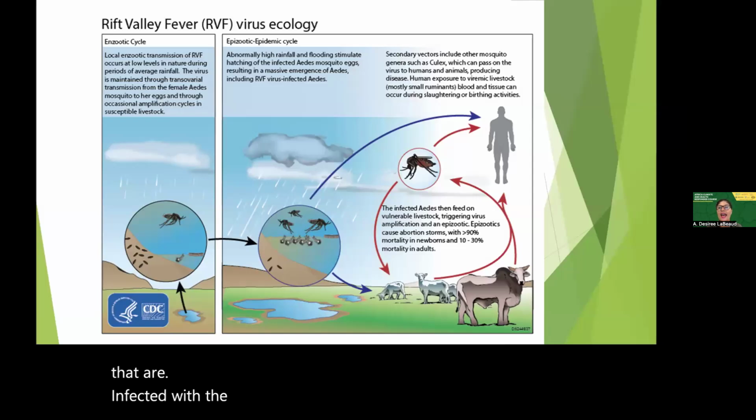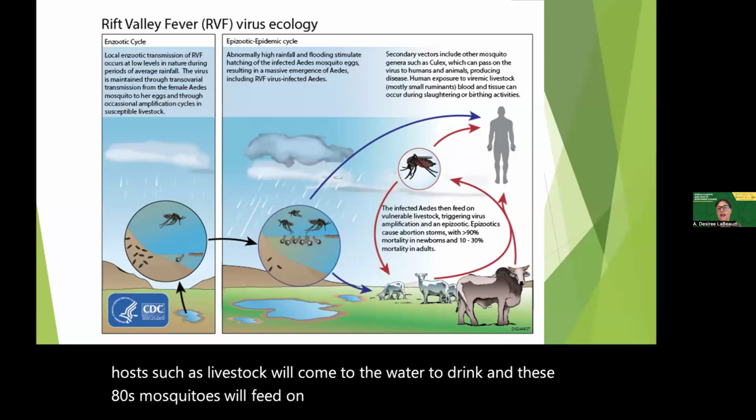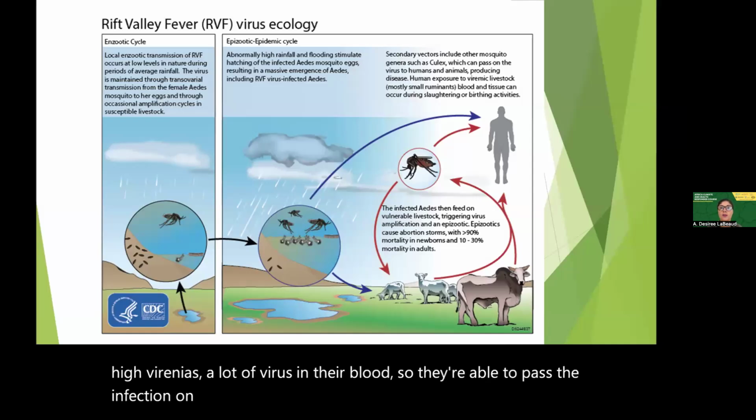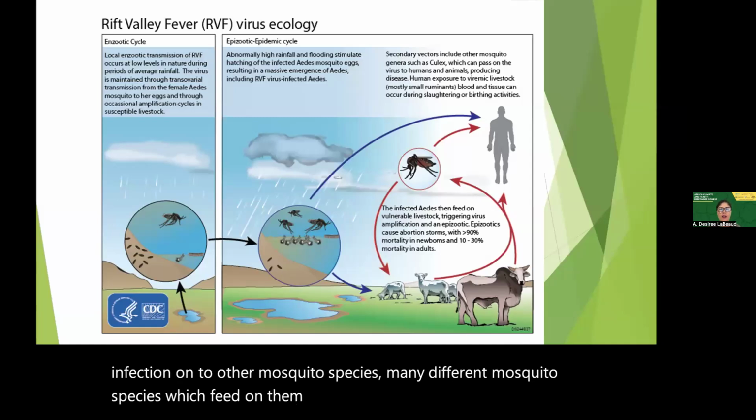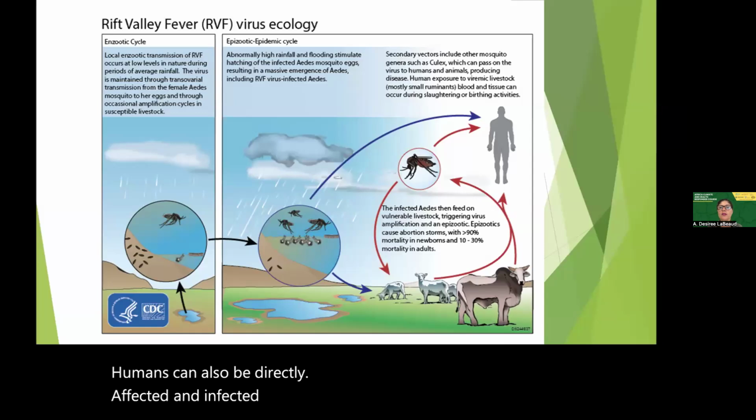virus. And then secondary hosts and amplifying hosts such as livestock will come to the water to drink, and these Aedes mosquitoes will feed on those animals. The animals get very high viremias, a lot of virus in their blood, so they're able to pass the infection on to other mosquito species, many different mosquito species, which feed on them and then feed on us as humans. Humans can also be directly affected and infected by their animals by animal husbandry activities.